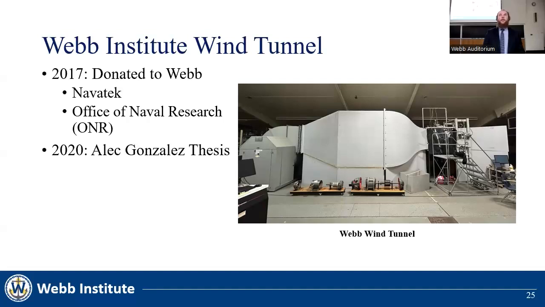In his 2020 thesis, Alec Gonzalez worked to set up the wind tunnel. However, his work was curtailed due to the COVID-19 pandemic. At the start of our thesis, the wind tunnel could be powered on manually. However, all data collection systems and the wind tunnel computer control interface were neither installed nor functional.